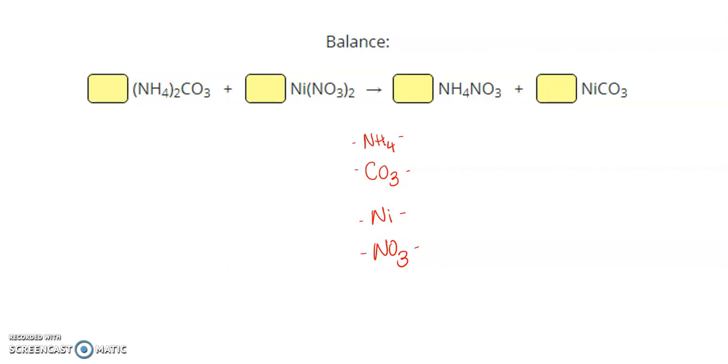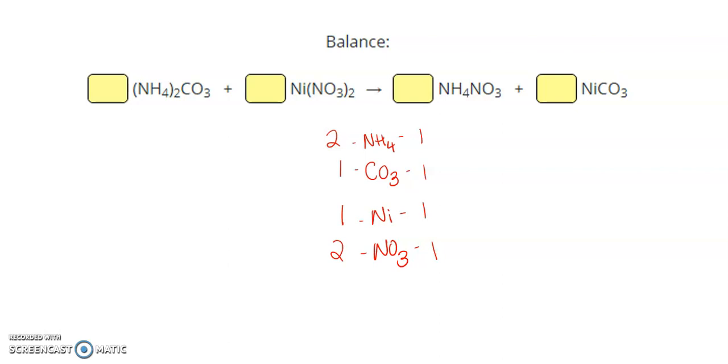So like over here, NH4 parentheses 2, that's 2 ammoniums. So I'm going to say that's 2 on the left side. And 1 carbonate. I didn't add anything to the CO3. I didn't put a parentheses around it. So that's 1 carbonate. I have 1 nickel and 2 nitrates. On the other side, I have 1 of everything.